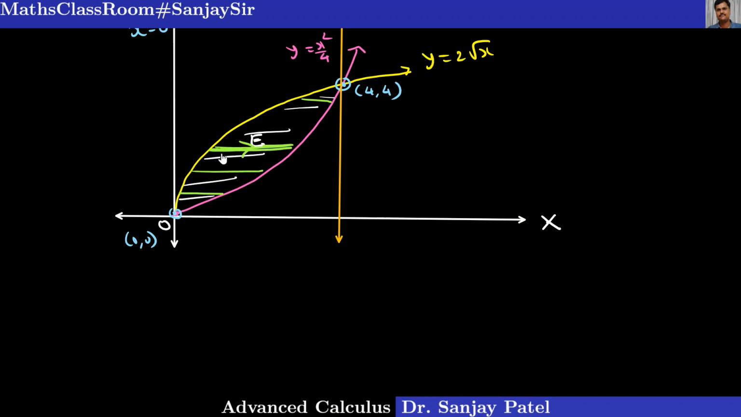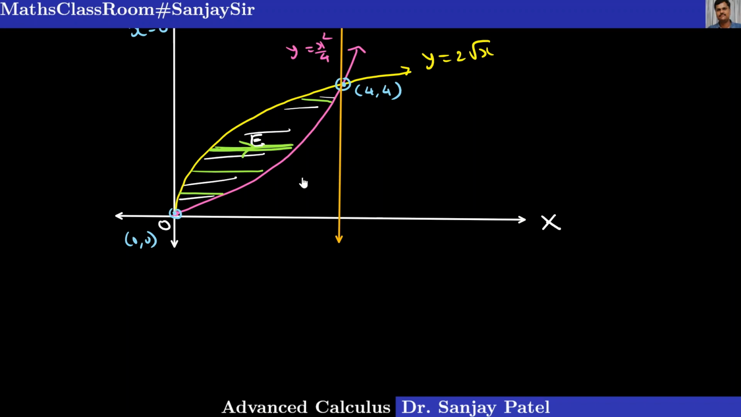Means throughout the region, the left end of this strip lies on this yellow curve, that is y equal to 2 root x, and throughout this region the right end point of the strip lies on the pink curve, that is the parabola y is equal to x square by 4. Okay, so if such a situation is there, then our region is nice and regular. Such a region I will call a regular region.